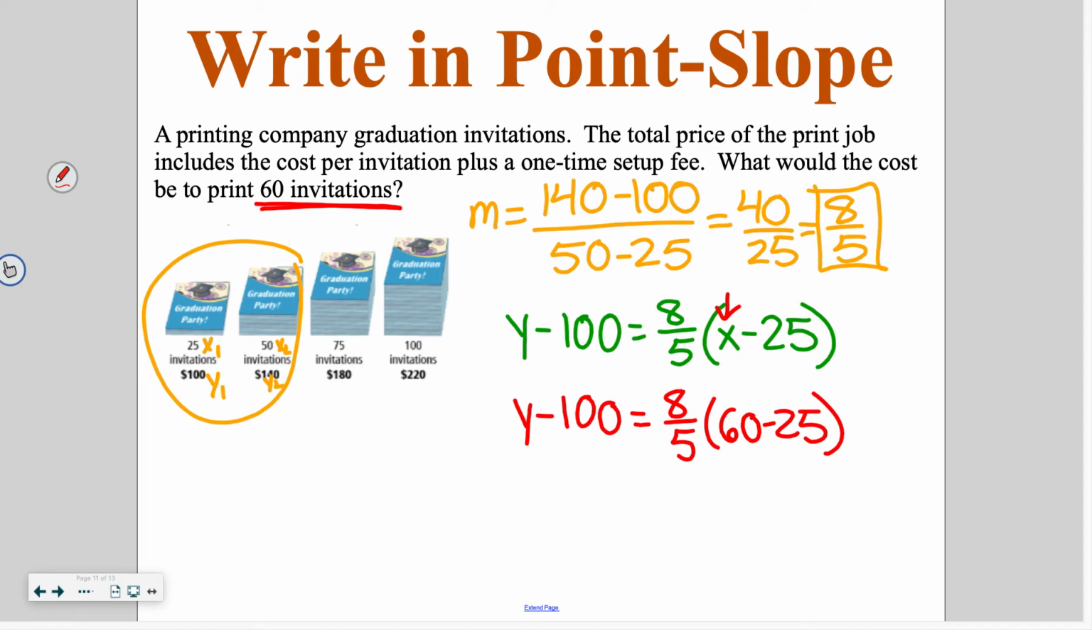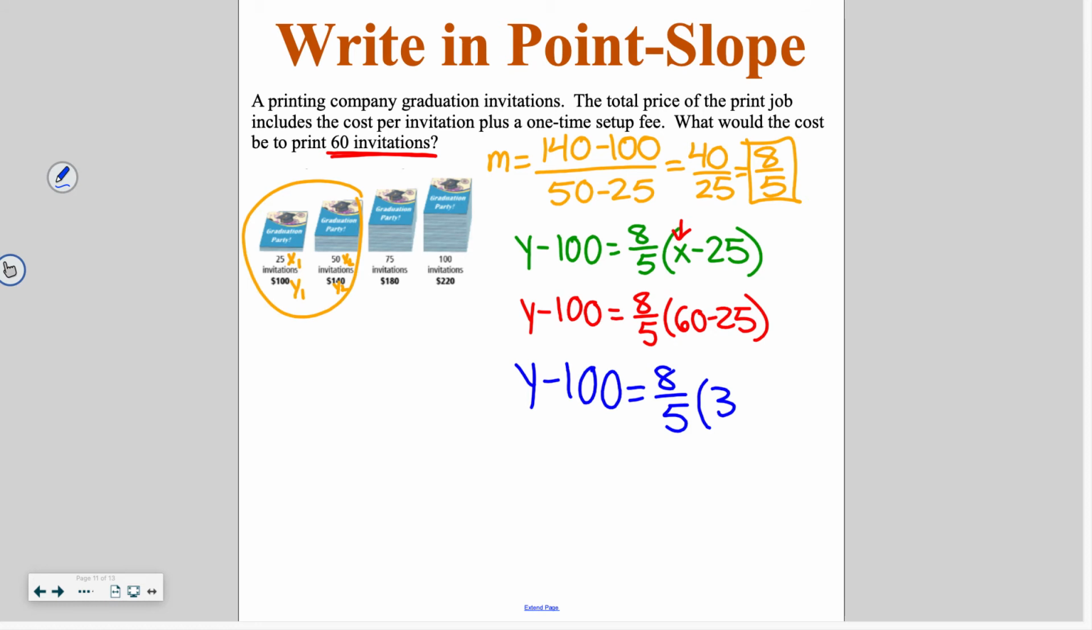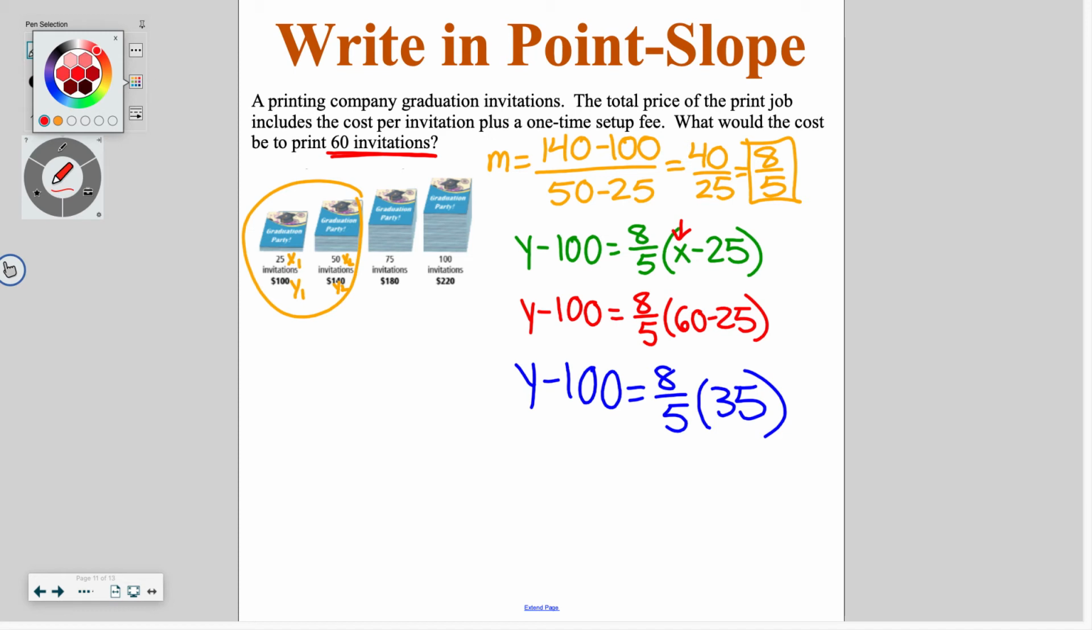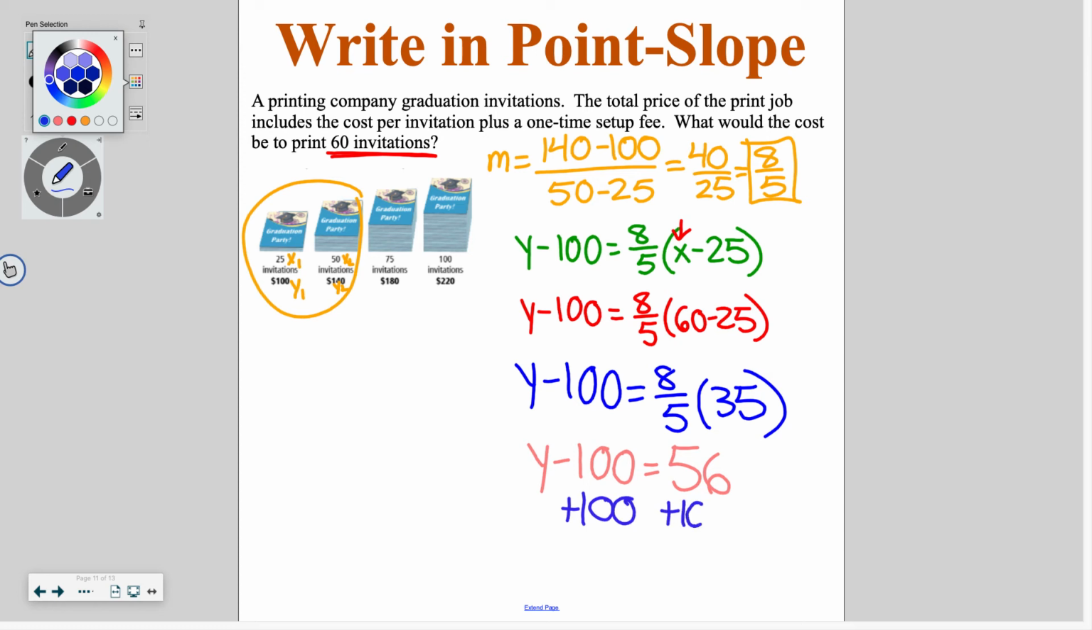Now we are trying to solve for our variable, so we're going to go ahead and solve what's in the parentheses. So I've got 60 minus 25, which is going to give me an answer of 35. So y minus 100 is equal to 8/5 times 35. Then I'm going to go ahead and keep solving on that side. When I do that, I'm going to do 8/5 times 35. So I get y minus 100 is going to equal 56. And to finish solving this equation, I'm going to need to add 100 to both sides. And when I do that, I end up with a final answer of $156. So I found my slope, created my equation, and then plugged in the information that they asked us about into the equation to solve the problem.